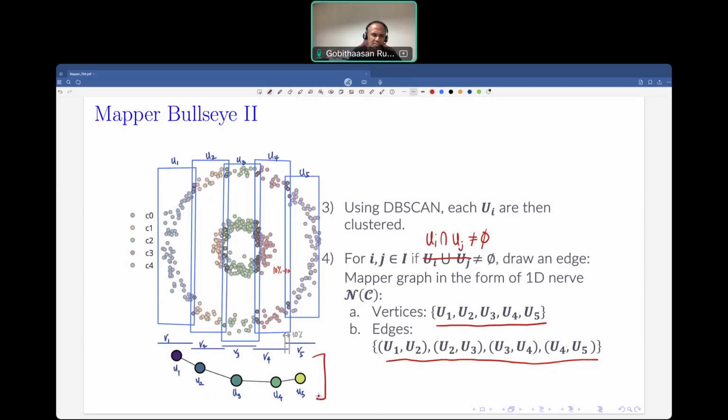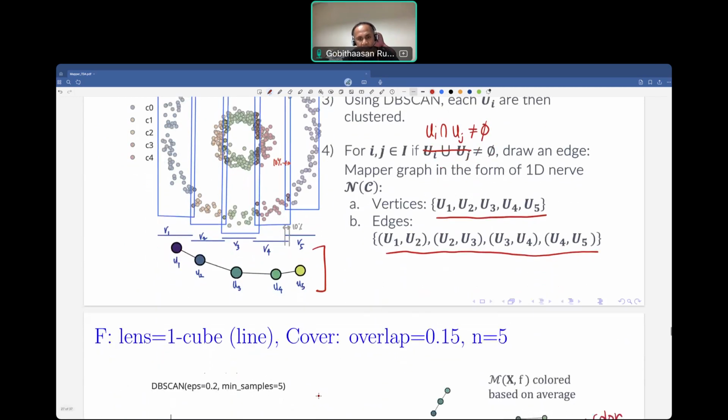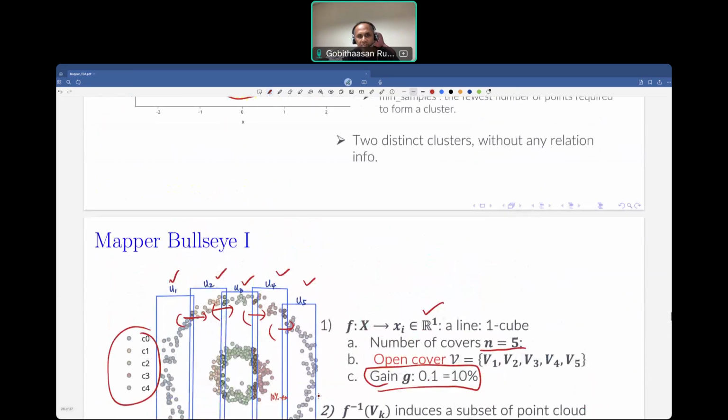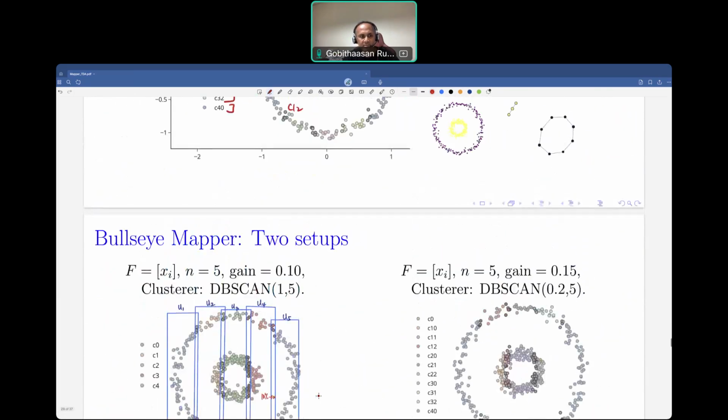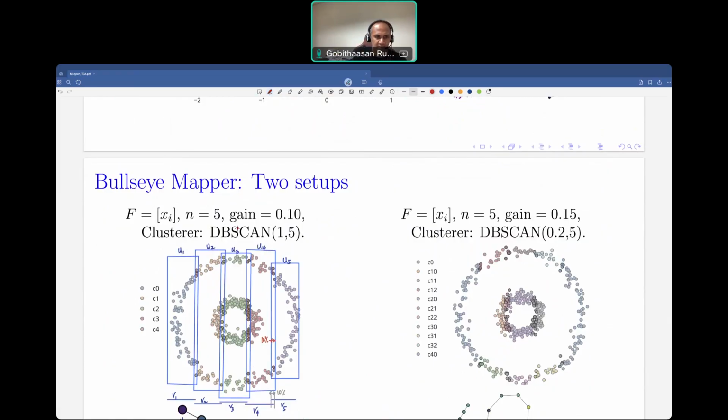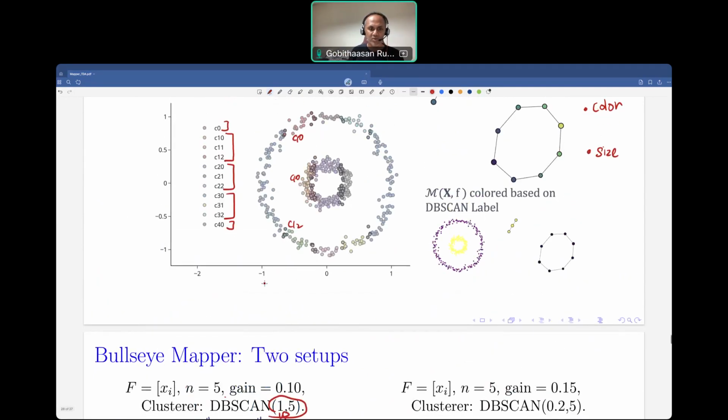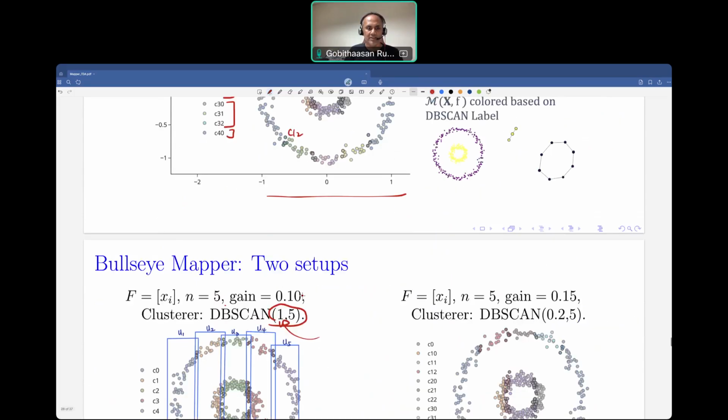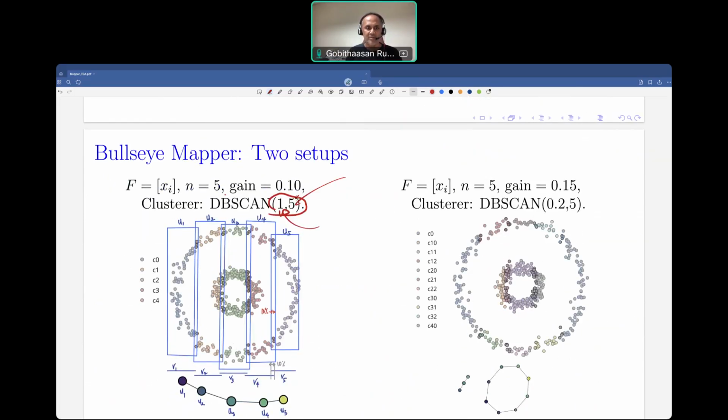Of course, it does not really represent the structure of the given two circle data set. You can clearly see that. Now, the original values for DBSCAN: the gain is this, and we take epsilon as 1. Of course, when you take 1, it's going to cover the whole data set, because the data set lives between -1 and 1. And we consider 5 nearest neighbors.